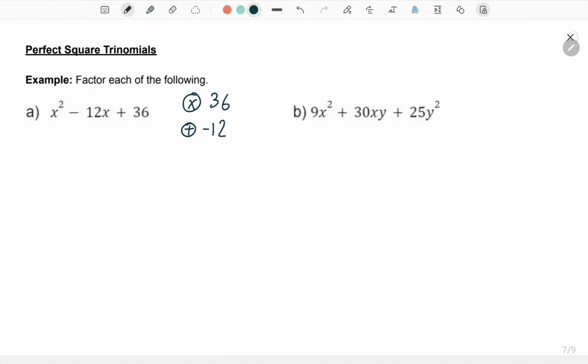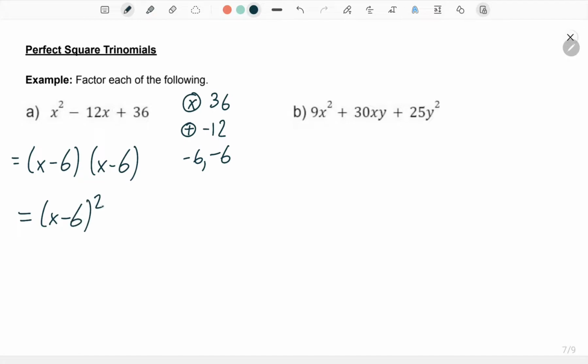You think to yourself, you're going through that, and you'll eventually find out that those two numbers are negative 6 and negative 6. So the same number twice. And so if we write this out factored, it's going to be x minus 6 times x minus 6. Or, more simply, you could just write it as x minus 6 squared, because it's the same factor in each bracket.